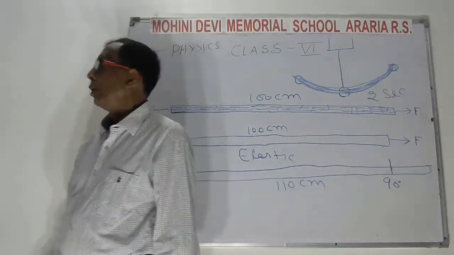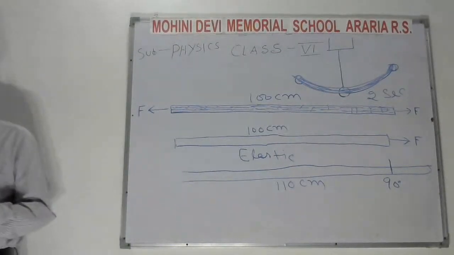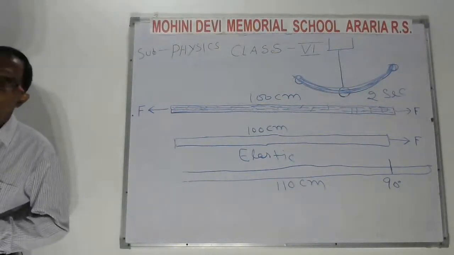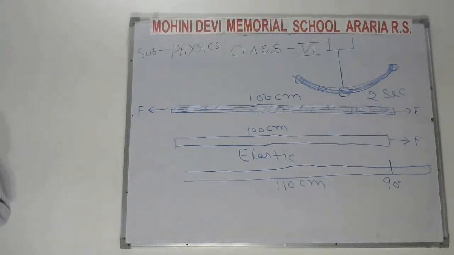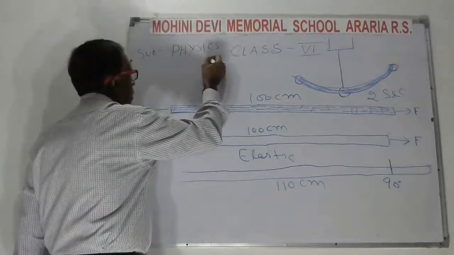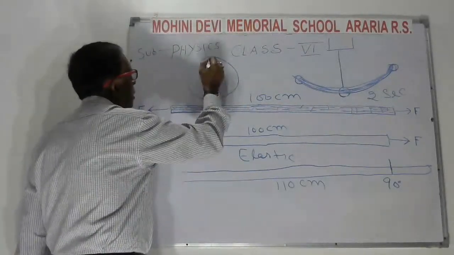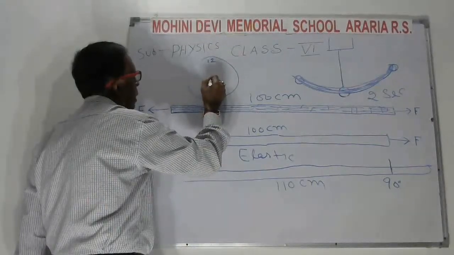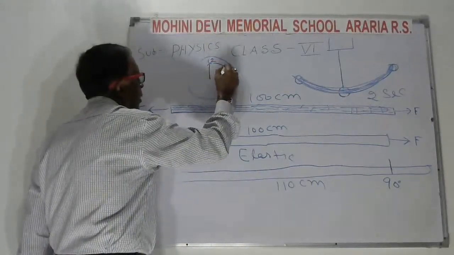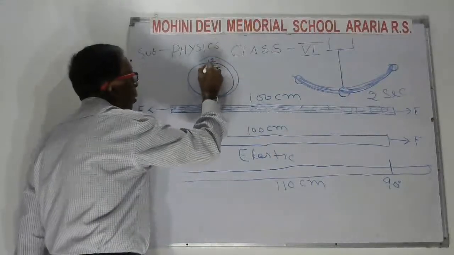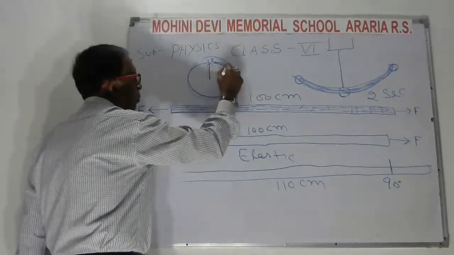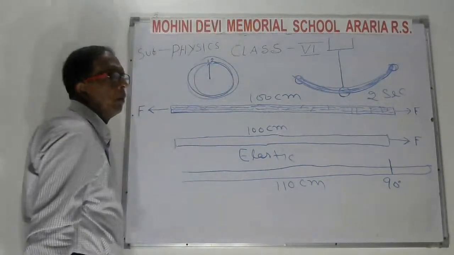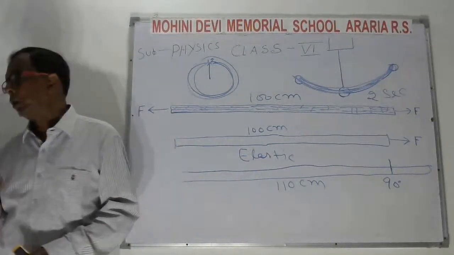Also, the motion of the hand of a clock, a hand watch, is a periodic motion. The second needle completes one rotation from 12 to 12. If you see, here is 12, and the second needle is here, and after 1 minute it comes again to 12. Again, after 1 minute, it reaches 12. So it is also a periodic motion.